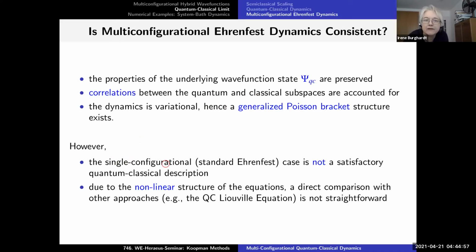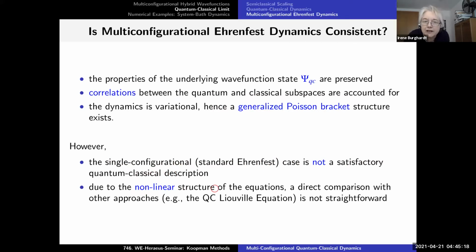Now one should remark that the single configurational standard Ehrenfest case upon which we build is not a satisfactory quantum classical description as such, because correlations are not encountered. But we construct these multi-configurational wave functions in order to get quantum classical correlations correctly into the picture.